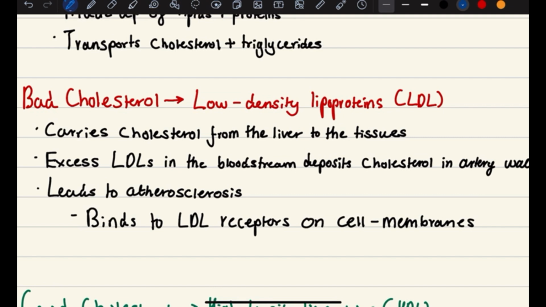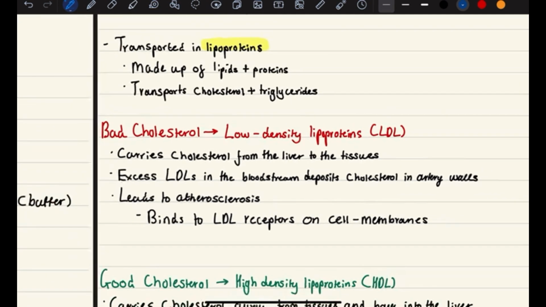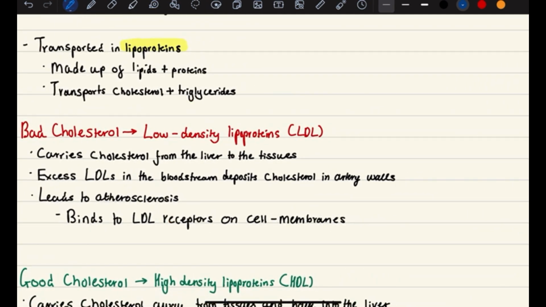So these are going to carry cholesterol from the liver to the tissues. So imagine they're taking cholesterol that's already in the liver. They want to get that towards the tissue, so it needs to travel through the bloodstream to get there. If we have excessive LDLs in the bloodstream, that cholesterol can get deposited on artery walls. Think about it. You start to form your atheroma. Think back to atherosclerosis. You get the process of atherosclerosis happening. You're increasing your risk of cardiovascular disease.